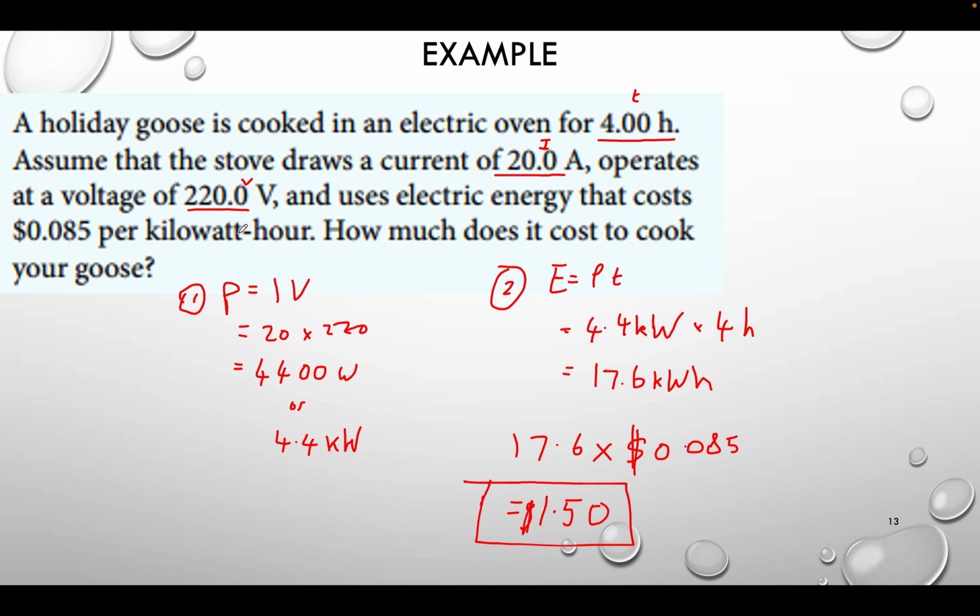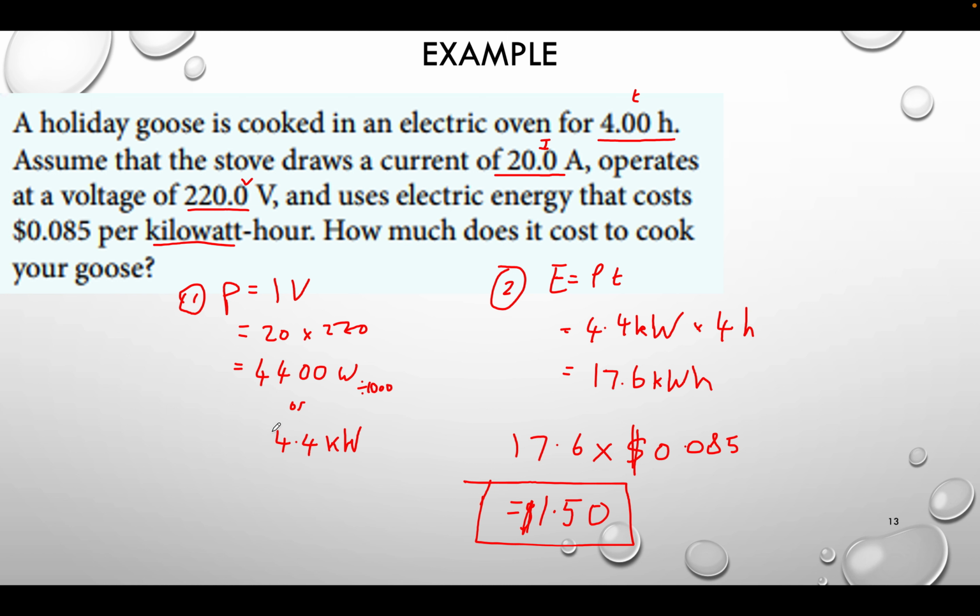First of all, you can find the power. We need to know the power. P equals IV. 20 times 220, 4,400. But remember, we're using kilowatt hours, so I'll change it to kilowatts. 4,400, I'll divide that by 1,000 to get me into kilowatts. That's 4.4 kilowatts. First part is done.